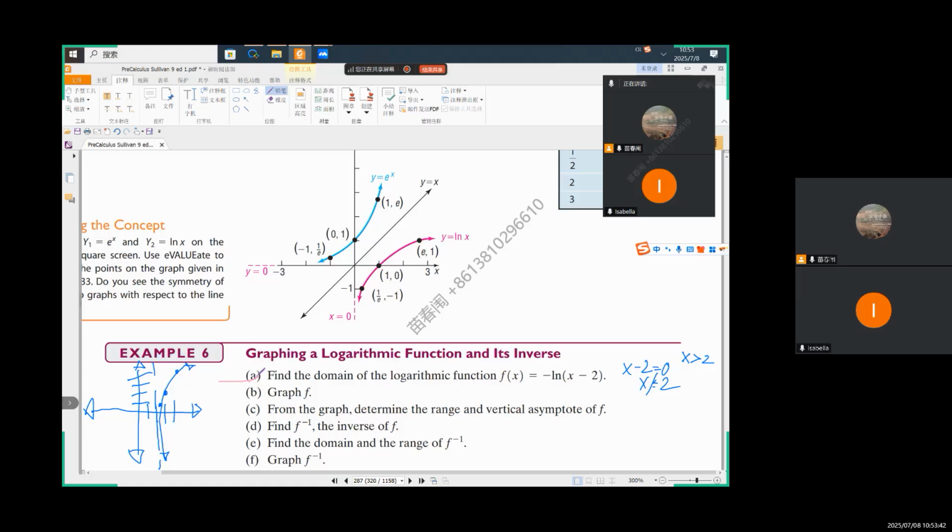On x minus 2. Oh wait, shoot, sorry. Okay, range and vertical asymptote. Wait. Oh, wait a second. This is a negative. Oh right, negative. Okay. Sorry, it took me a while, I didn't notice that.